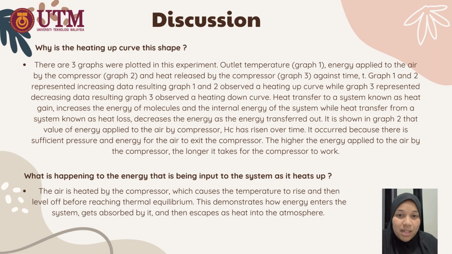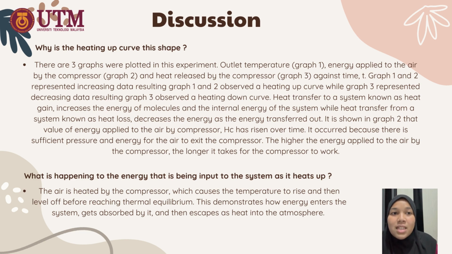There are 3 things to be discussed in this experiment. The first one is, why is the heating up curve this shape? There are 3 graphs plotted in this experiment. First one is outlet temperature from graph 1, energy applied to the air by the compressor graph 2, and heat released by the compressor graph 3, and all of the graphs are against time t. Graph 1 and 2 represent increasing data, resulting in a heating up curve, while graph 3 represents decreasing data, resulting in a heating down curve.